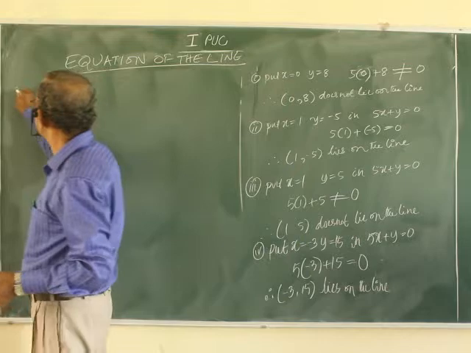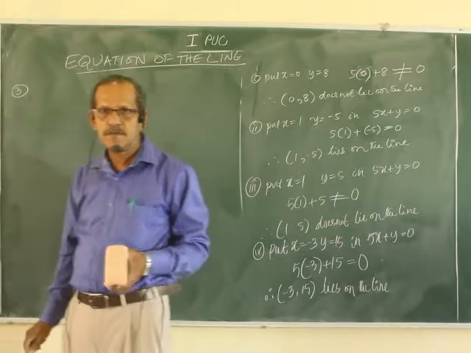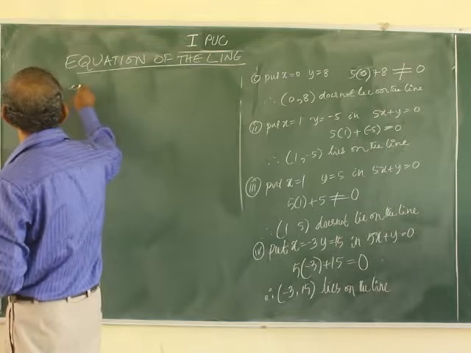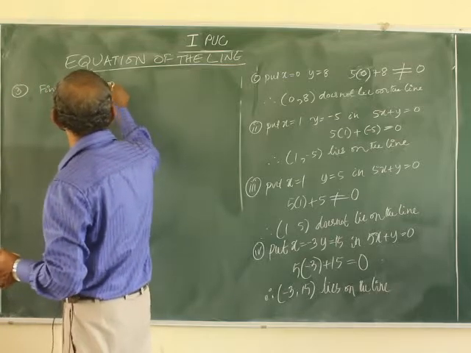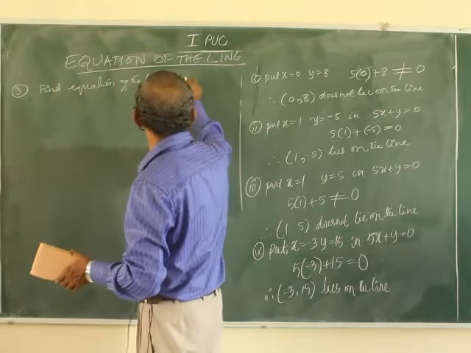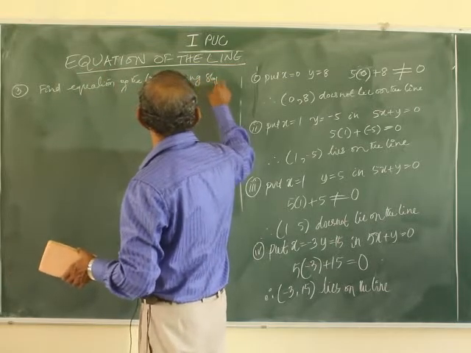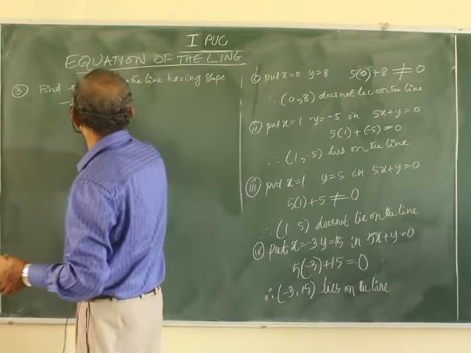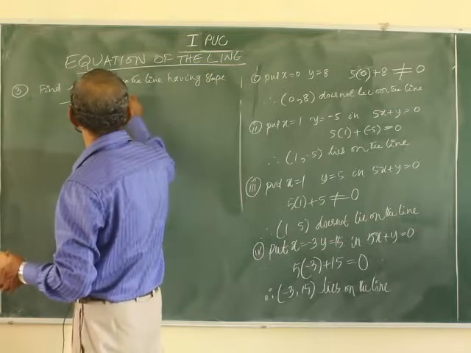Problem number 3. Find the equation of the line having slope minus 11 by 7 passing through the origin.